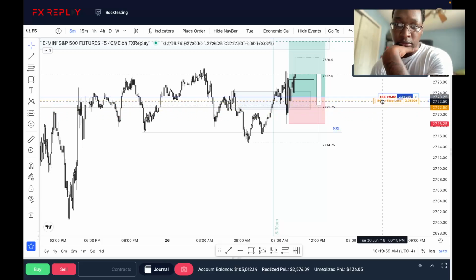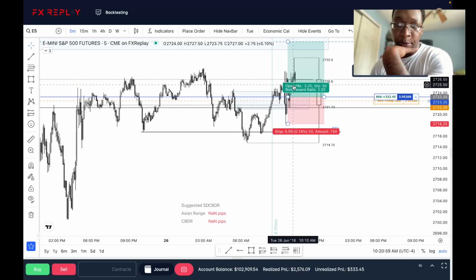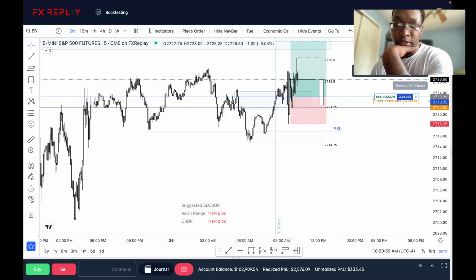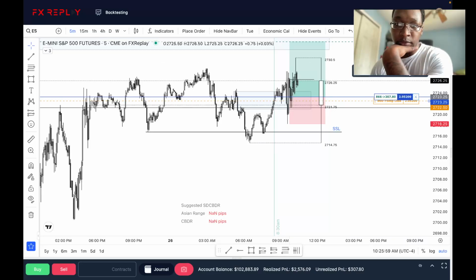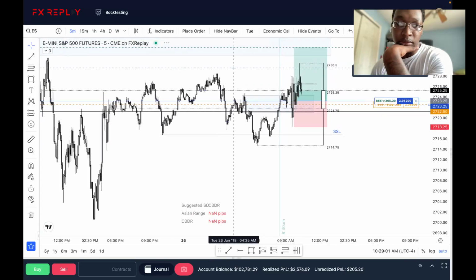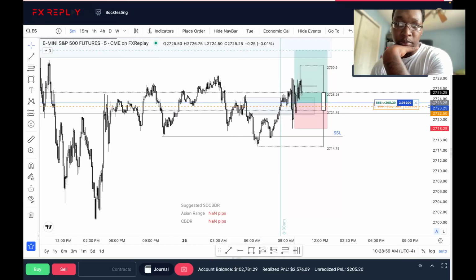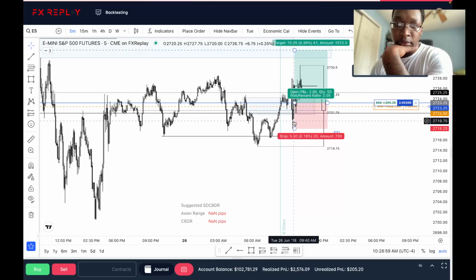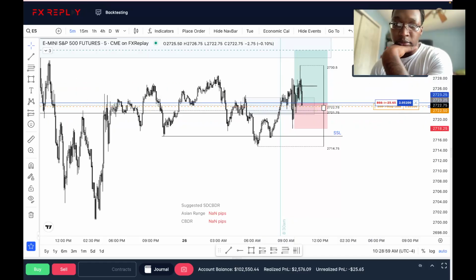Reduce the risk, put it to this low here. Tapping into this 5-minute order block, I want to see this fair value gap. We can. We may not, because we took out buy side liquidity. It may just drop from here. So let's see what happens.